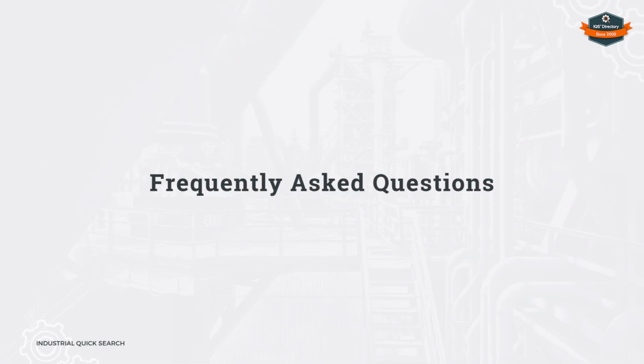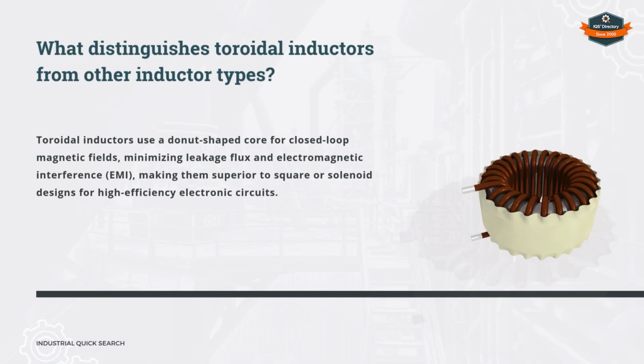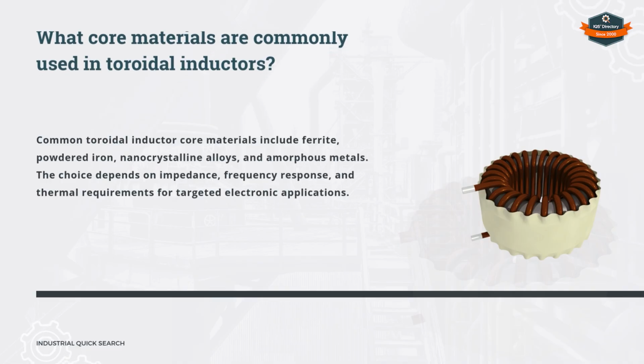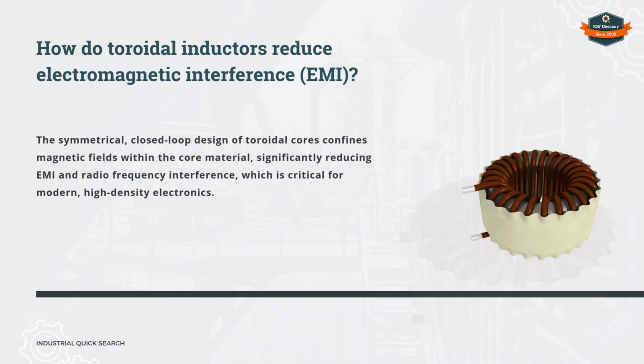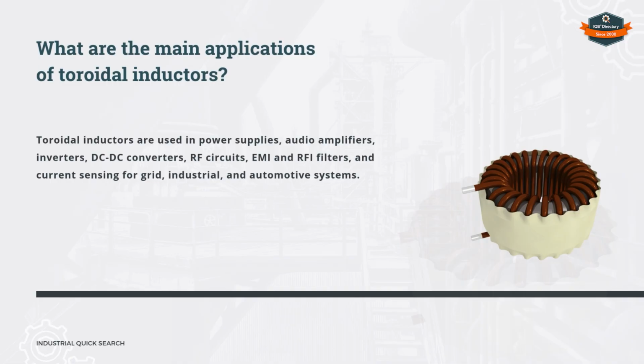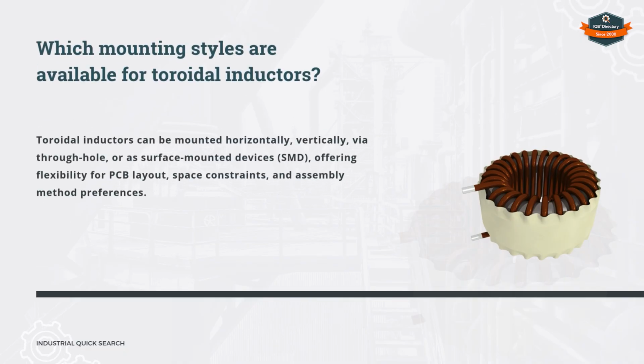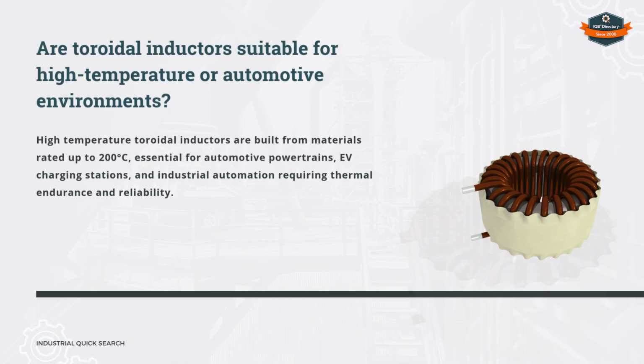Frequently asked questions. What distinguishes toroidal inductors from other inductor types? What core materials are commonly used in toroidal inductors? How do toroidal inductors reduce electromagnetic interference? What are the main applications of toroidal inductors? Which mounting styles are available for toroidal inductors? Are toroidal inductors suitable for high-temperature or automotive environments?